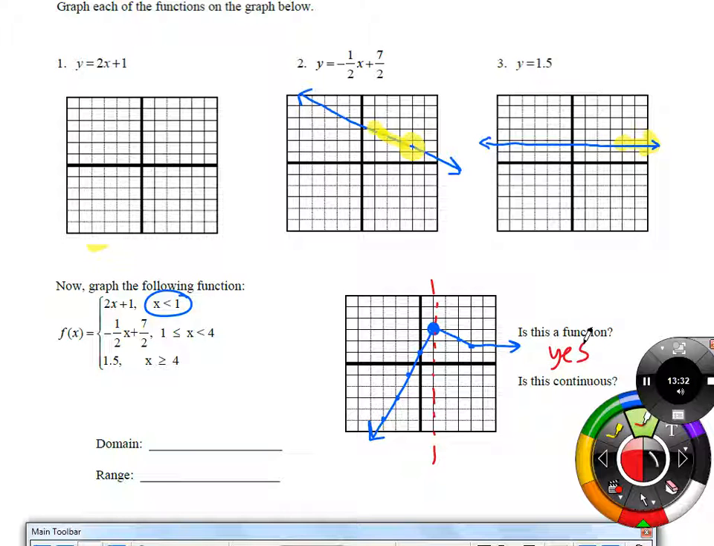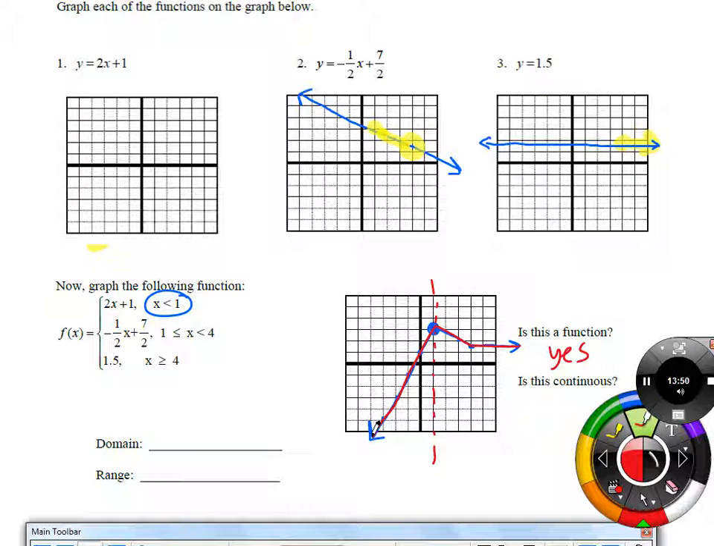Is this continuous? Meaning, if you start from the left of the graph and you trace it, essentially, and go to the right, do you ever need to pick your pencil up off of the graph? No. Okay? I could go like this.